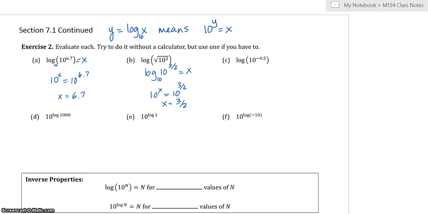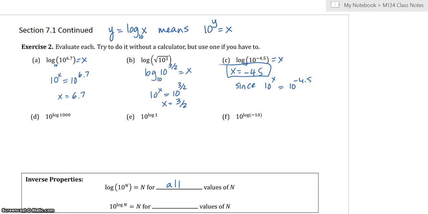So it turns out, that's our first property, called inverse properties, that if you have log 10 to some power, it's just n for all values of n. So even this one, that would be negative 4.5. Since, again, if I make this equal to x, this would be an imaginary 10 there. 10 raised to the x is equal to 10 to the negative 4.5, and you can see the x is equal to negative 4.5.